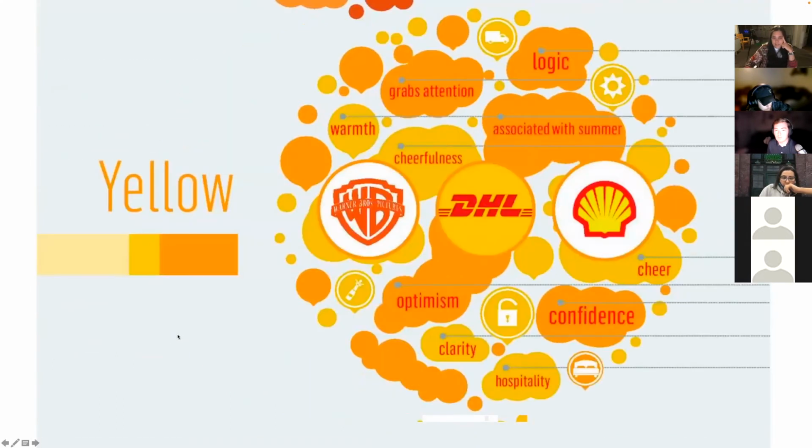And then yellow is always associated with cheerfulness, optimism. It's bright and friendly, and yellow is a really common color in brands like DHL and Shell. So I would say brands that are moving fast, like Amazon uses yellow, things like that.